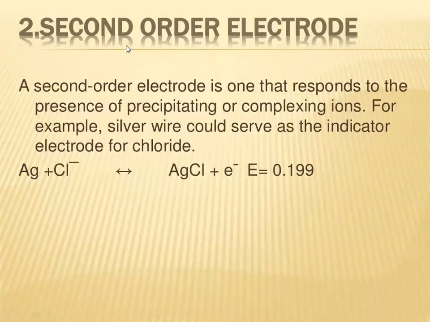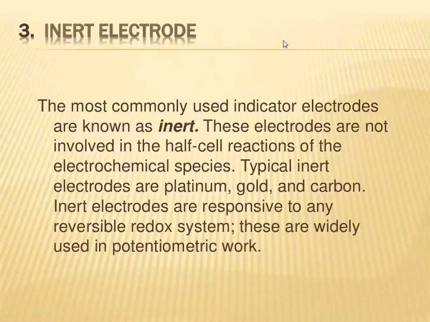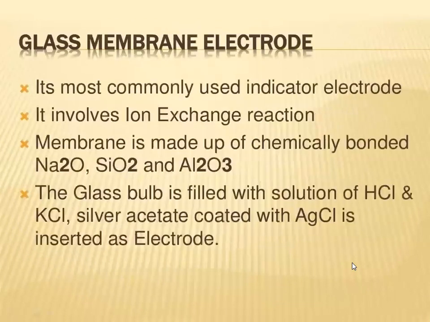For example, silver wire could serve as an indicator electrode for chloride. So Ag plus Cl ions will give AgCl plus electrons. The potential is 0.199. Okay. Then the third one is inert electrode. The most commonly used indicator electrode is known as inert. These electrodes are not involved in the half-cell reaction of the electrochemical species. Typical inert electrodes are platinum, gold, carbon. Inert electrodes are responsive to any reversible redox system, and these are widely used in potentiometric work.